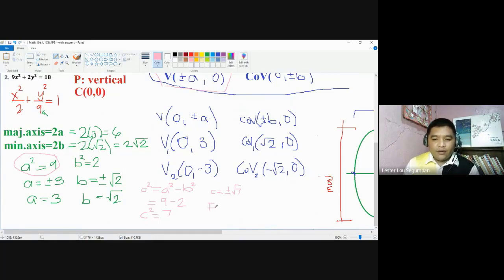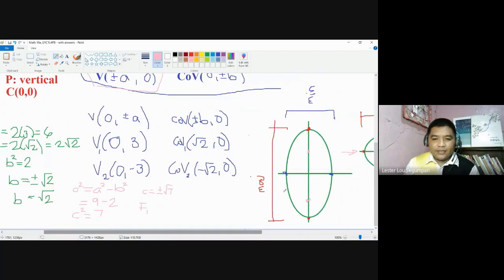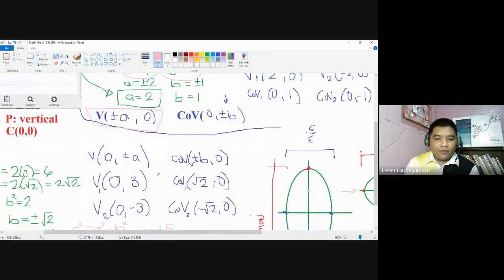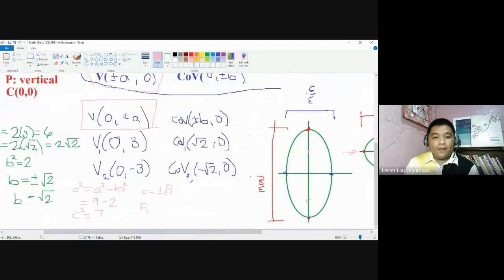So your foci, for a while, will follow the vertex. So it's not the formula from before, but the formula of the vertex here. But instead of A, you will have 0 and plus minus C. And then your first focus is at 0, positive square root of 7. And your second focus is at 0 and then negative square root of 7. So these are the things that you need to determine for you to graph your ellipse.